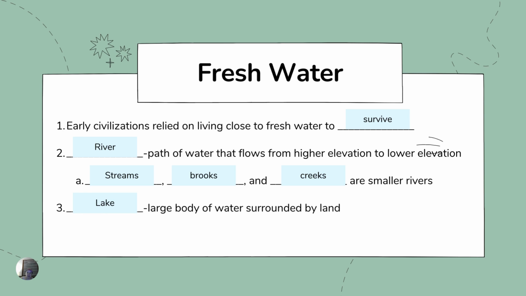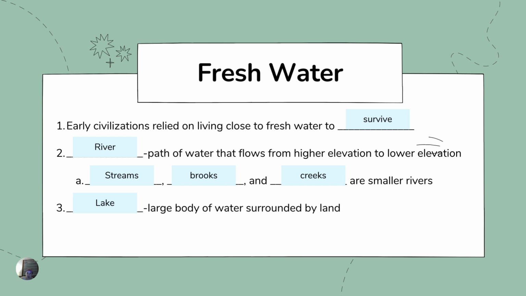Early civilizations actually relied on living so close to fresh water to survive because it was so difficult for them to have access to fresh water if they weren't close to something like a river. Different bodies of fresh water exist for different geographic regions. A river is a path of water that flows from a higher elevation to a lower elevation. Streams, brooks, and creeks are like rivers, but smaller.